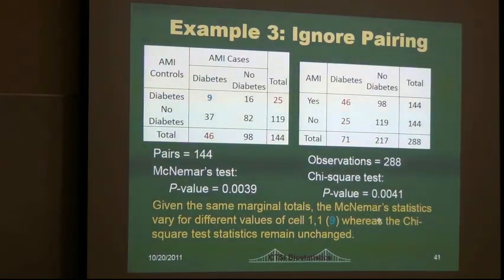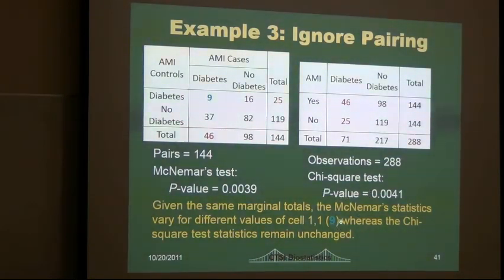In the previous two examples, when we ignored the pairing, we got a completely different conclusion. But that's not always the case. Sometimes you get the same conclusion by using the wrong test, but it doesn't mean that you should use the wrong test, because you don't know when that will happen. So I don't want you to go away thinking, well, if I use the wrong test, I will always get the incorrect conclusion. You might get the same conclusion, but that's not the right test.